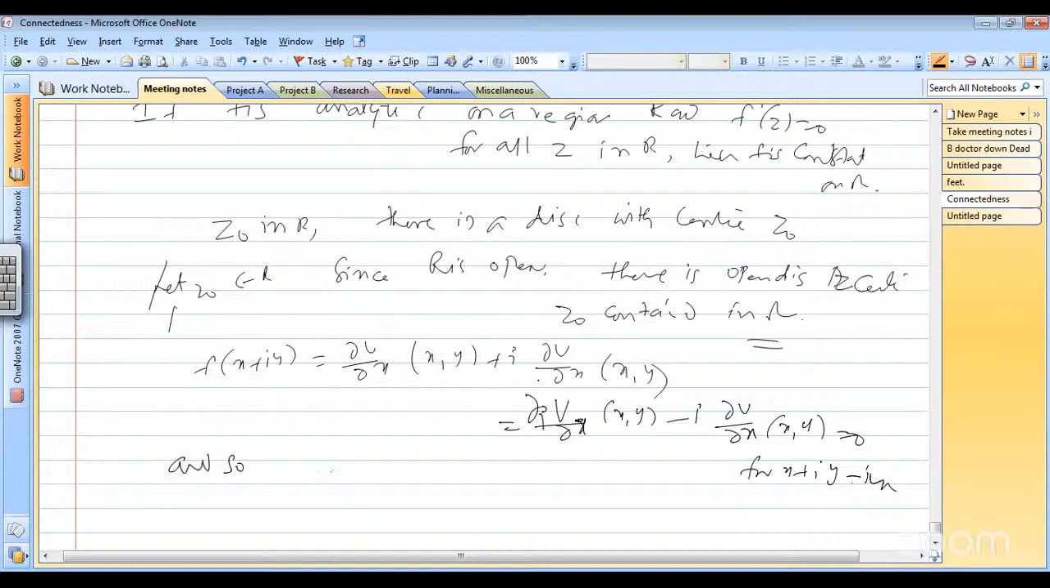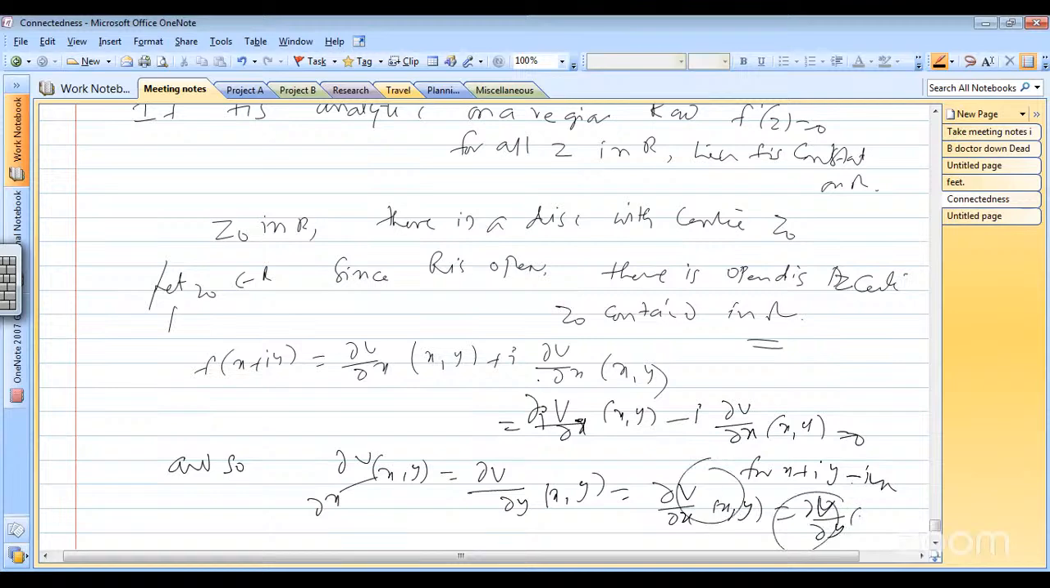And also here, ∂u/∂x and ∂u/∂y at (x, y), and ∂u/∂y at (x, y). Again, we have ∂v/∂x at (x, y) and ∂v/∂y at (x, y). All these values are 0 here.